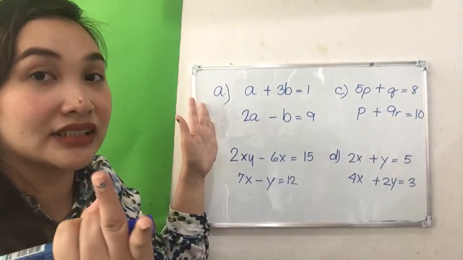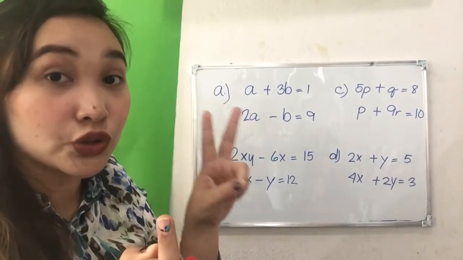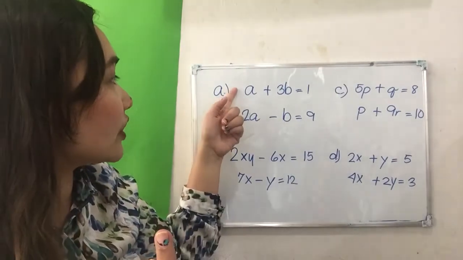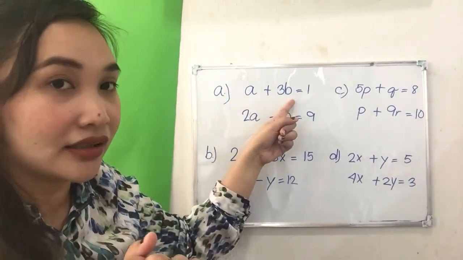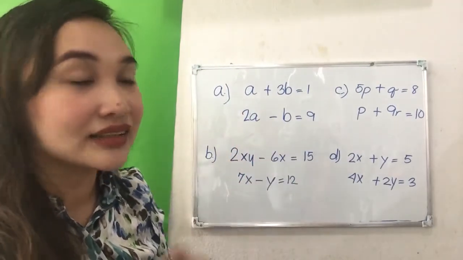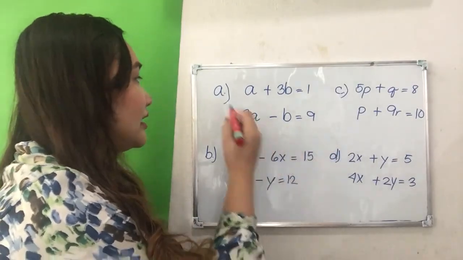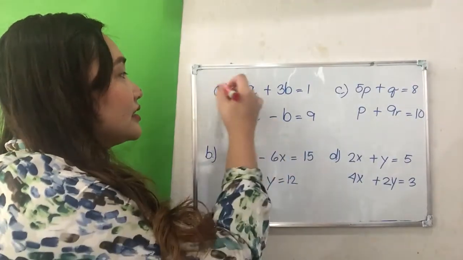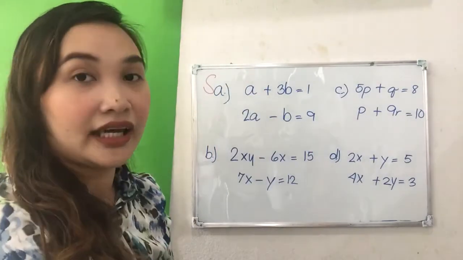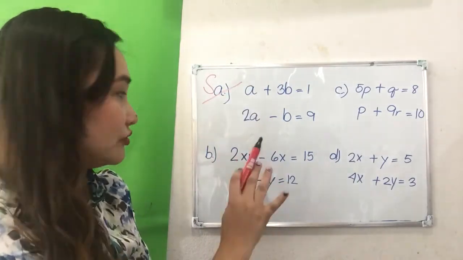So what's the second condition? It says that the variables of the two linear equations are the same. We have in the first equation variables a and b. Second equation, we have variables a and b. Therefore this one is simultaneous. I will just mark this one as S. So this is a simultaneous linear equations in two variables.